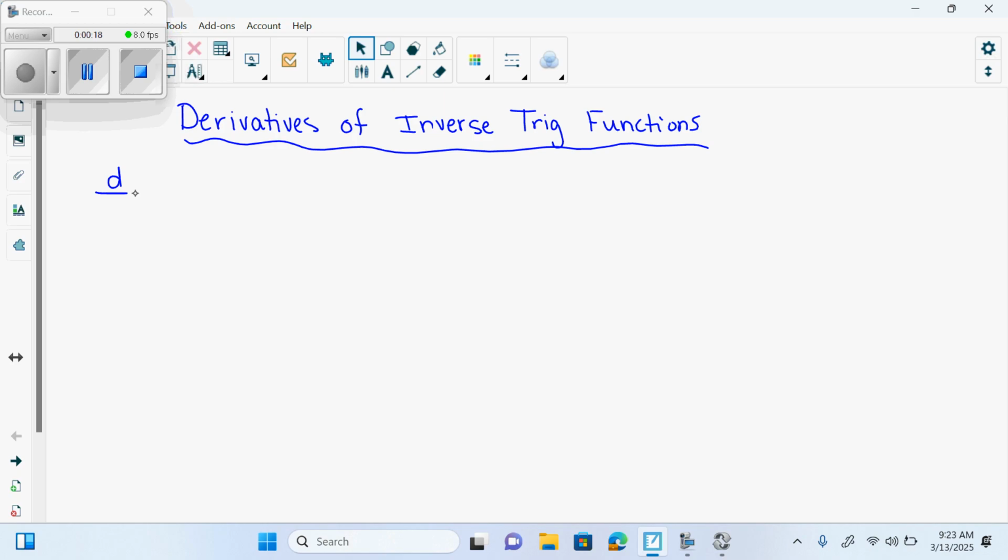d over dx of cos x. Sorry, cos negative 1 x, it's the inverse trig function, equals negative 1 over the square root of 1 minus x squared. And the absolute value of x has to be less than 1, just because you have a square root in the denominator.